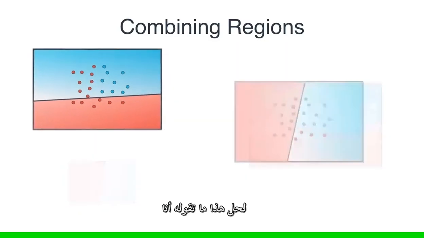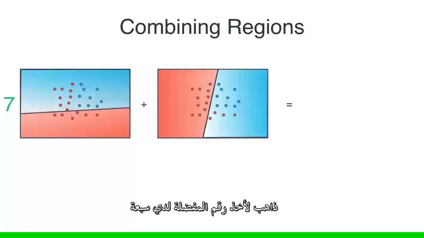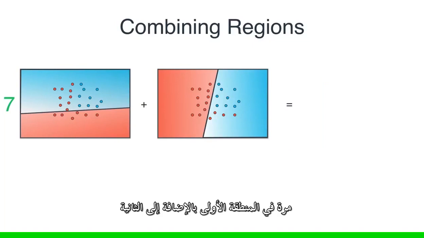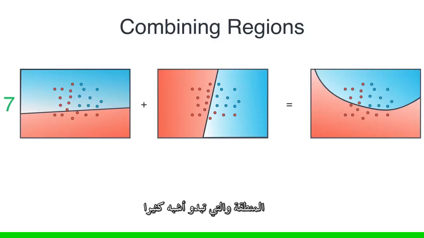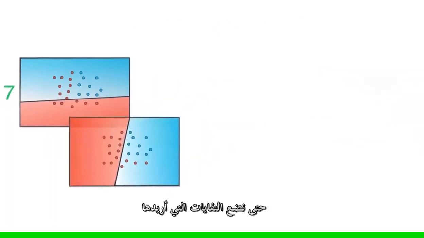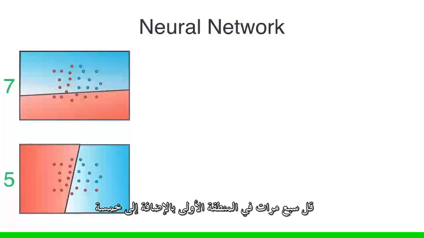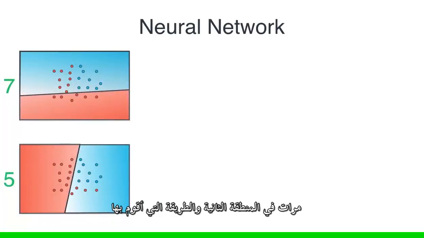Well, the way to solve this is by saying, I'm going to take my favorite number, 7, and instead of considering the sum of the two areas, I'm going to say 7 times the first area plus the second area, and that looks a lot more like the first area than the second area. I can even put the weights that I want. I can say 7 times the first area plus 5 times the second area.